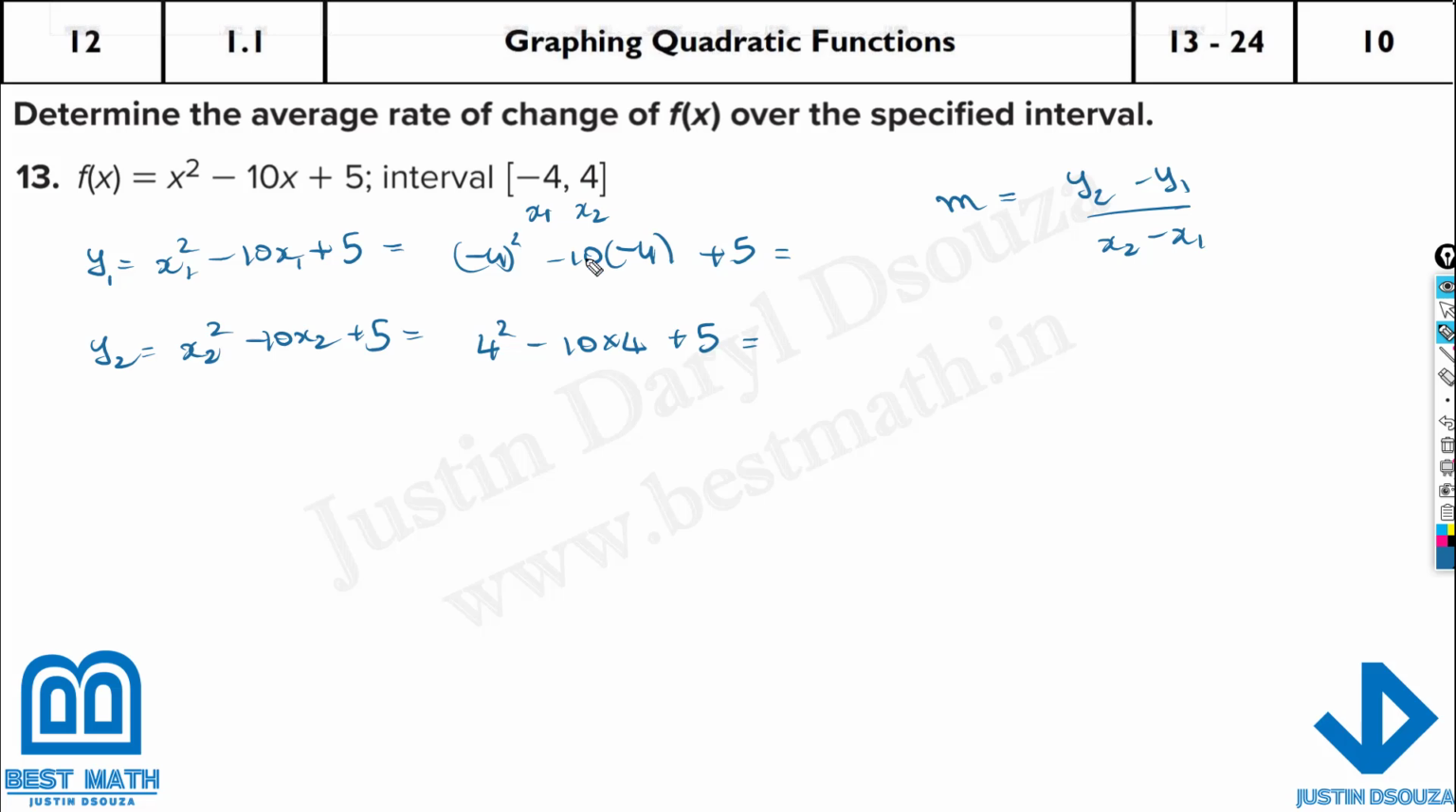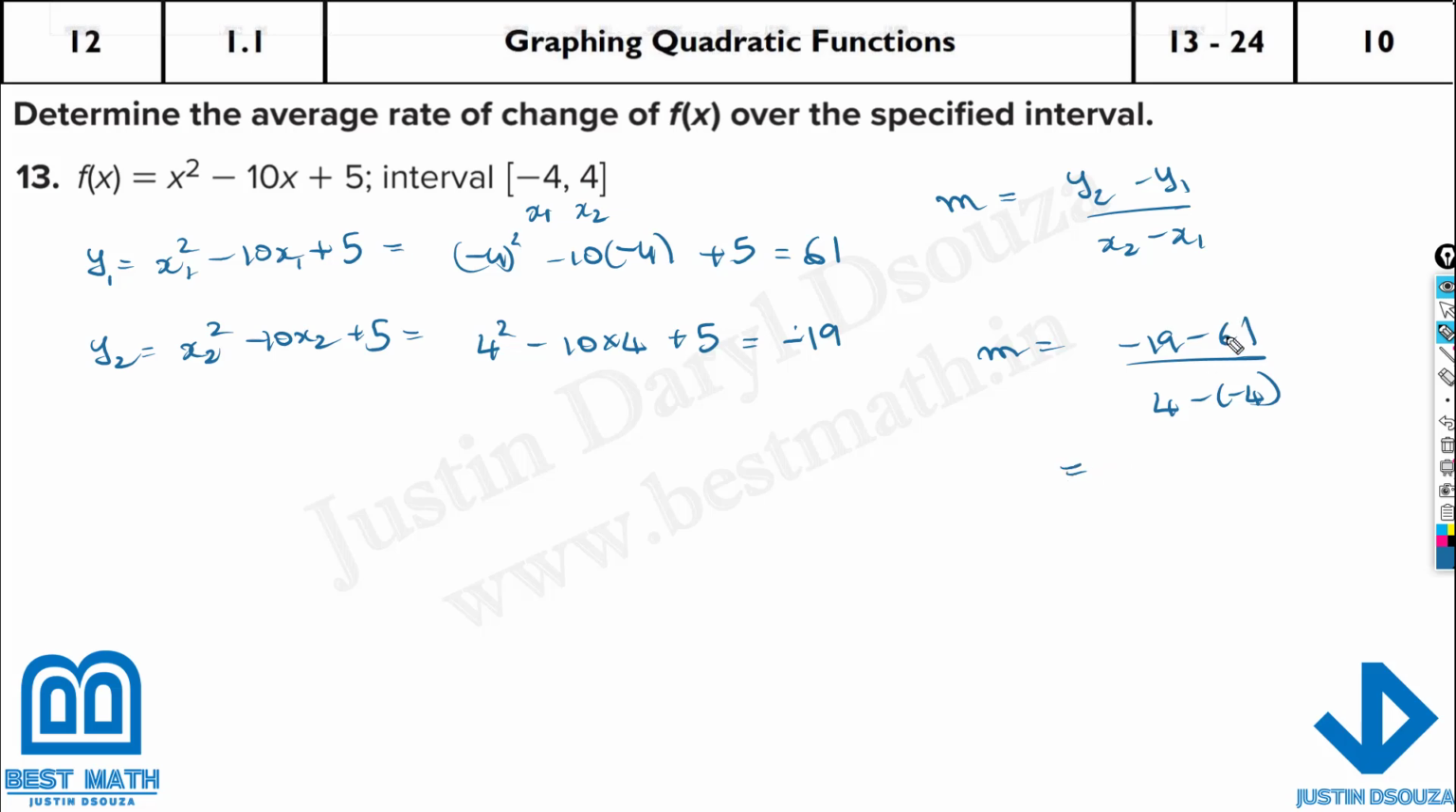It'll be 16 plus 40, 56, 61 here. And here it's going to be 16, 21 minus 40. It's going to be minus 19. So these are the two answers. You just put it in the formula. Y2 is minus 19 minus 61, divided by x2 is 4 minus of minus 4.